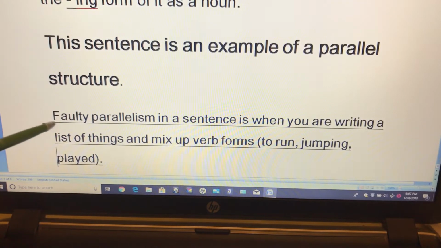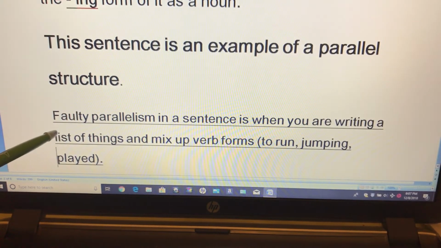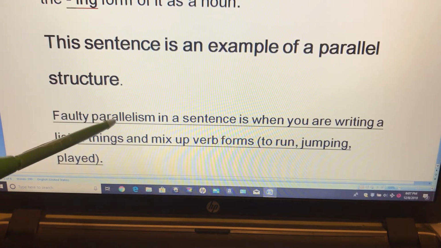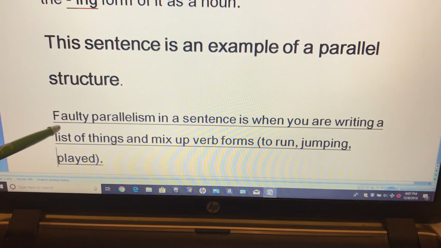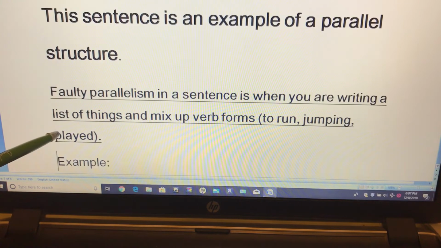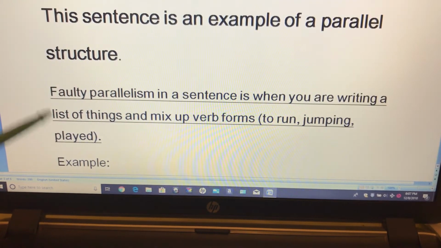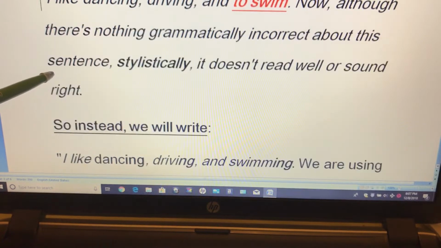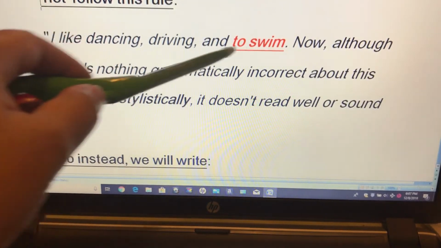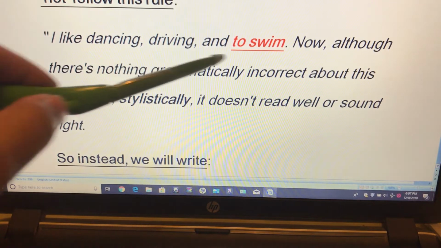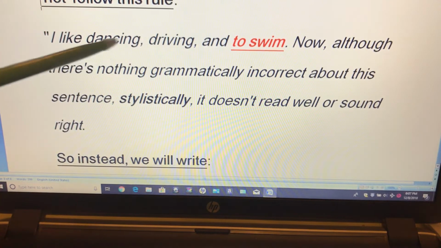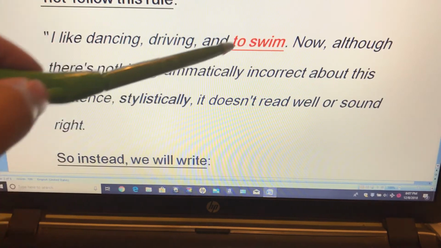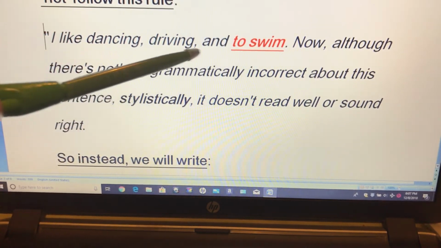Faulty parallelism, like I said before, means something that is erroneous, an error. So faulty parallelism in a sentence is when you're writing a list of things and mix up verb forms. So what happened here was, let's go back. We kind of mixed up the verb forms, right? This is a type of form, driving, dancing, it's a verb form, and we are mixing it up by saying to swim. Okay?